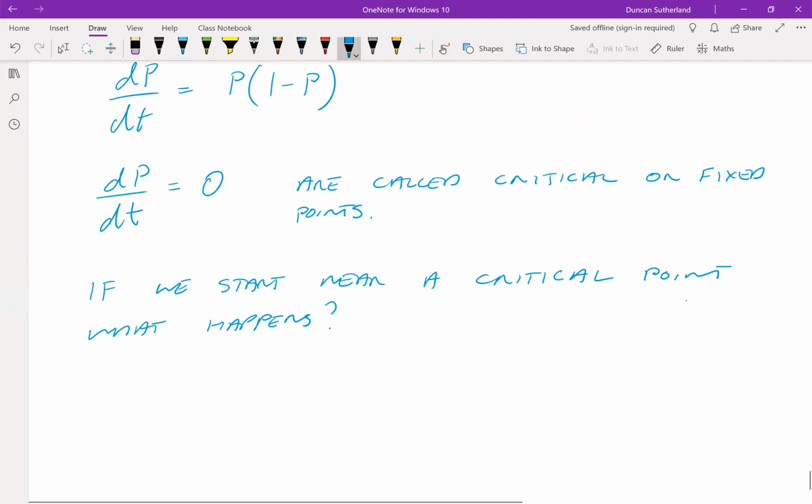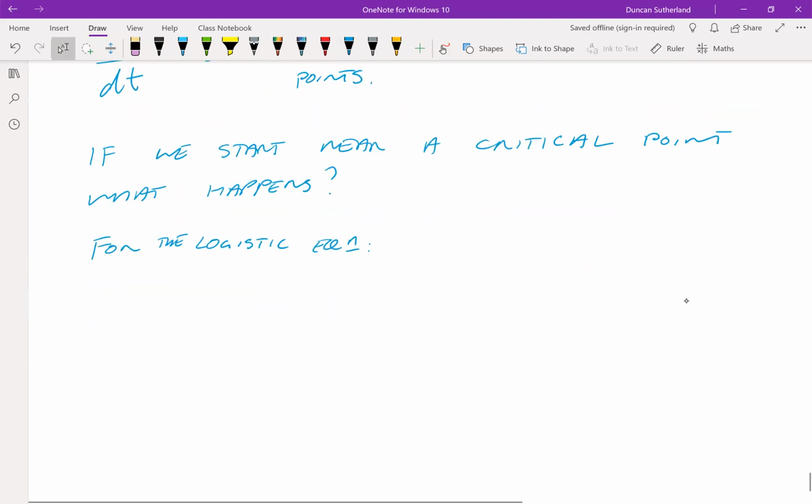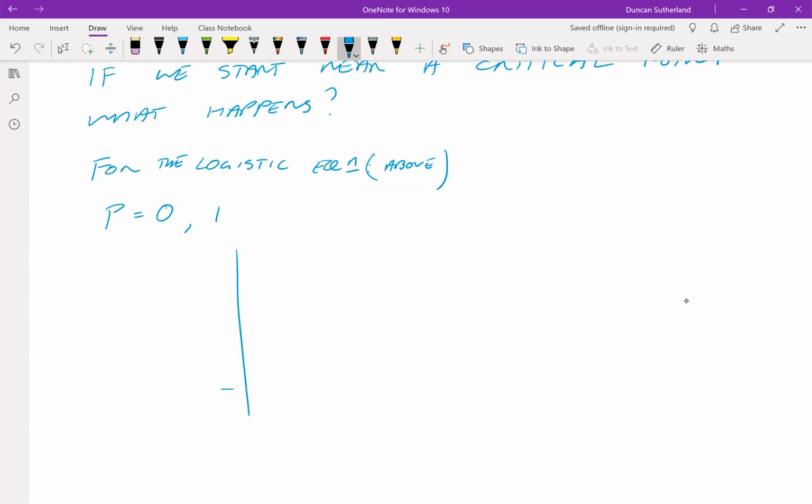So obviously the critical points for the logistic equation are P equals 0 and P equals capital K. Here capital K is equal to 1. Now we saw in previous videos the slope field.